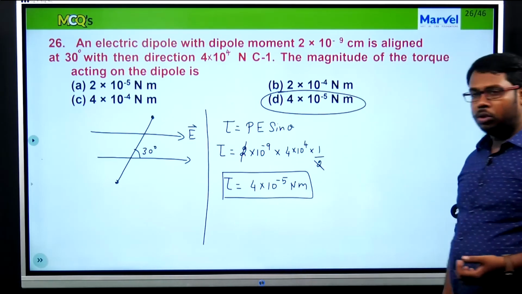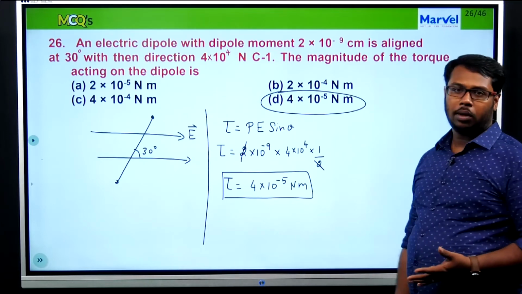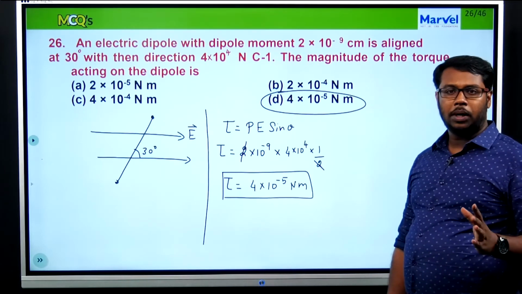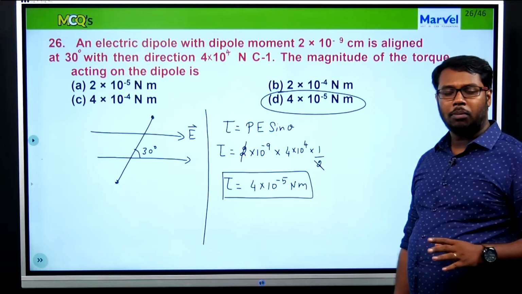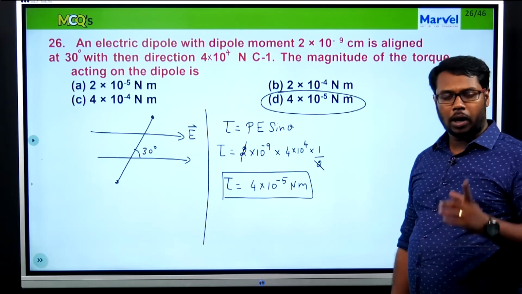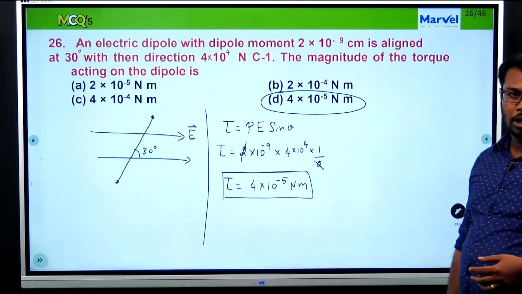Option D is your answer. So, this is how things really work in here. Just stick to the basics: formula first, then the data extracted from the question, and then you plug all the data into the formula that you have figured out.